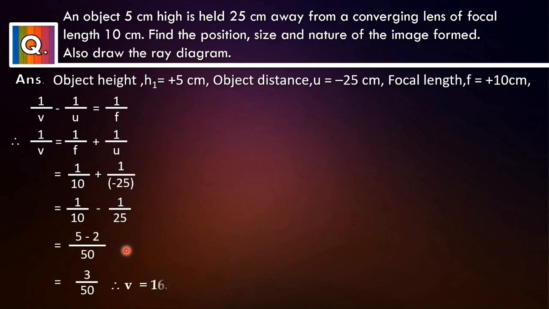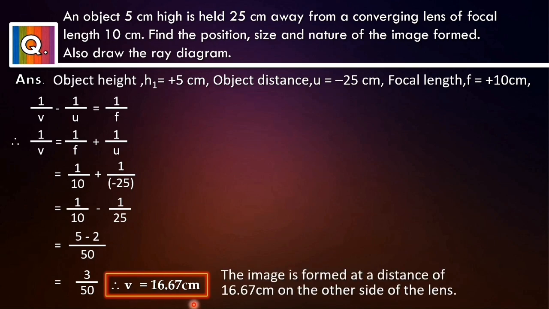Now do the calculation. So after doing it, we got image distance v equal to 16.67 cm. So the image is formed at a distance of 16.67 cm on the other side of the lens.